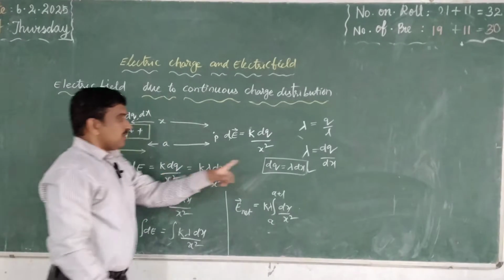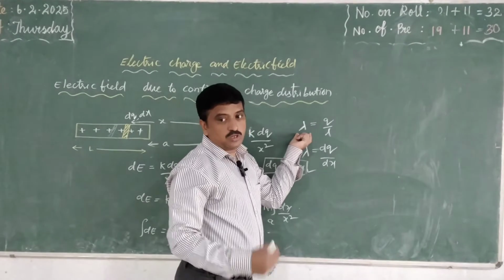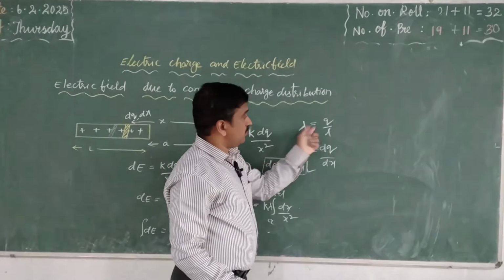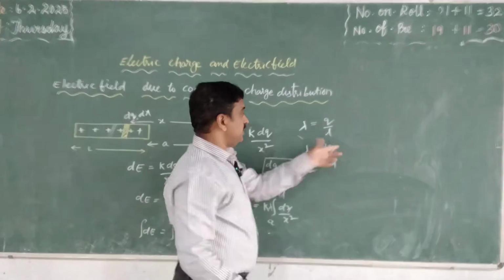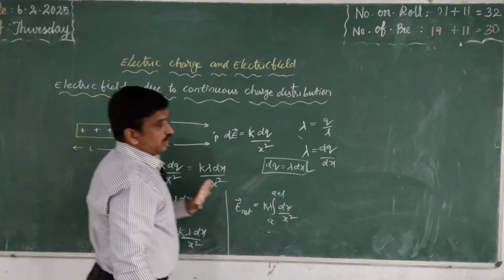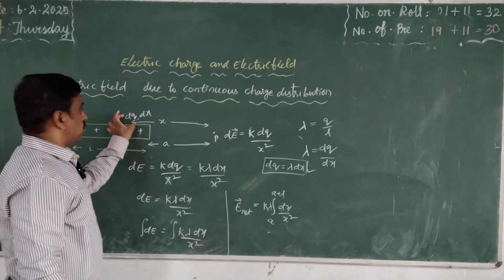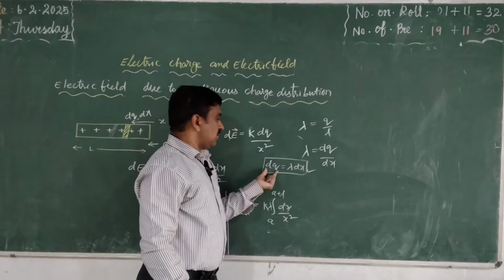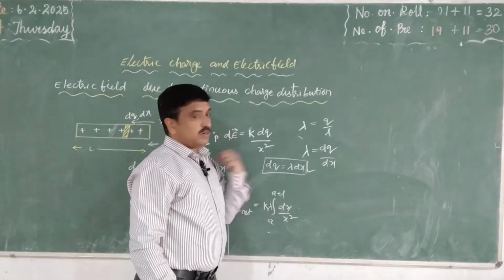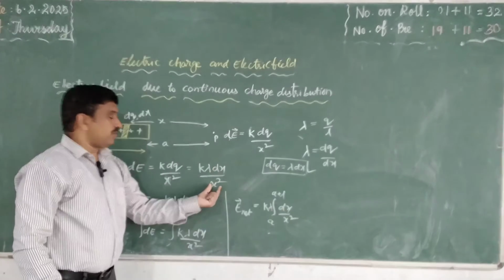Here lambda means linear charge density, which is charge per unit length. Total charge q and length L, so lambda is q by L. Here the charge is the elemental charge dq and the length is dx, so lambda is dq by dx. In this case dq equals lambda dx. Instead of dq, we can write k lambda dx by x square.